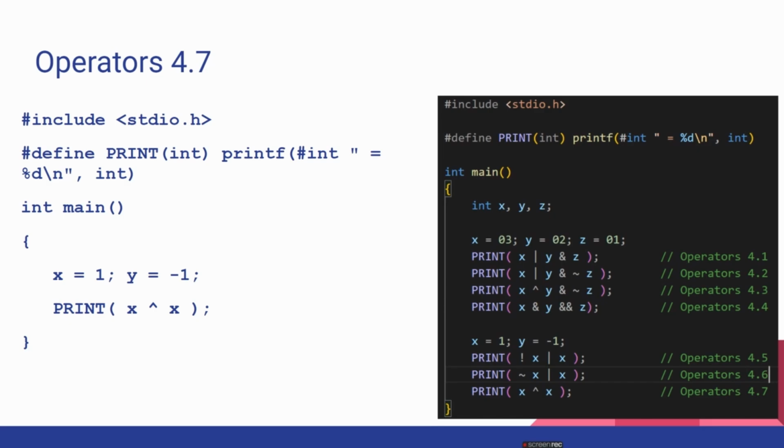We are here in operators 4.7, the puzzle being print x XOR x being called in our main function here. So you can see here we have the print macro again, passing in the identifiers x XOR x. Before we actually go ahead and solve and explain this puzzle, let's see what the output is by running the code. Afterwards we'll jump to the solution, as well as talk a little bit about what the XOR operator is. So stay tuned.